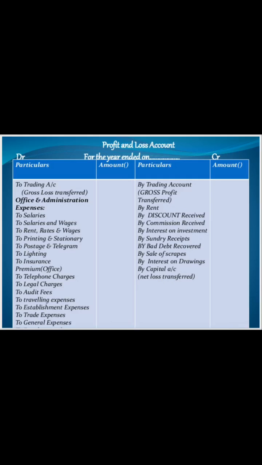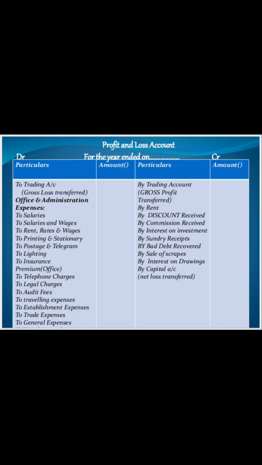After writing this, we have to write all the expenses on the debit side, like salary and wages, rent, rates and taxes, printing and stationery, postage, telegram, lighting, insurance premium, telephone charges, legal charges, audit fees, traveling expenses, establishment expenses, trade expenses, general expenses. All kinds of indirect expenses have to be written on the debit side, while all the income from various sources has to be written on the credit side.